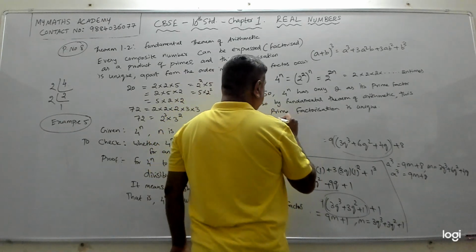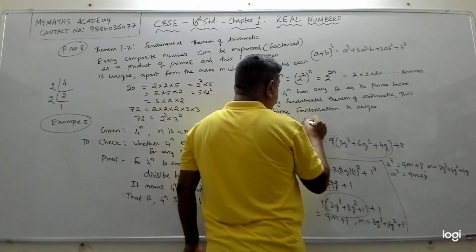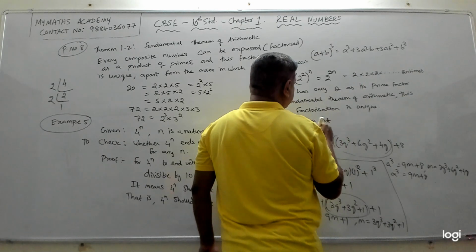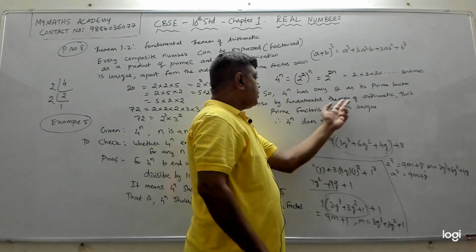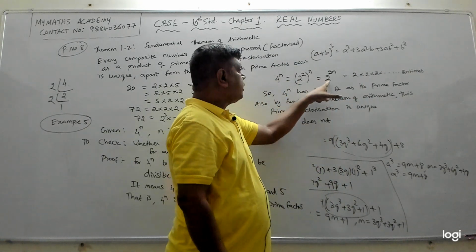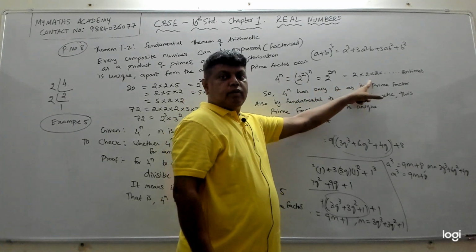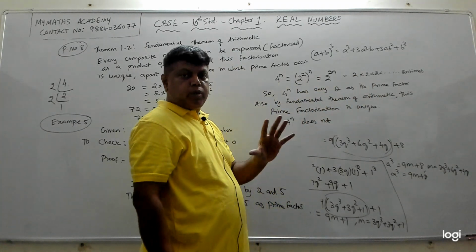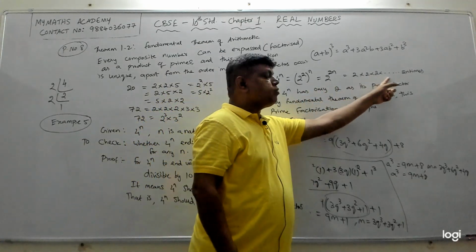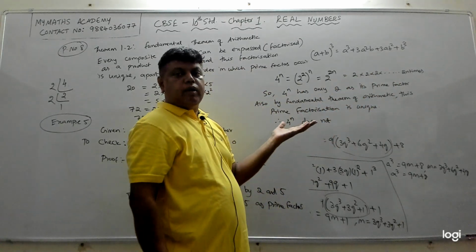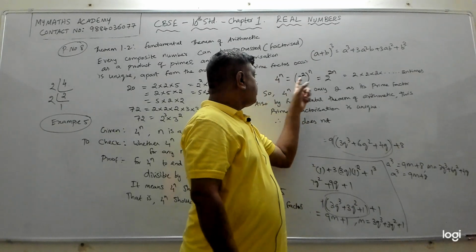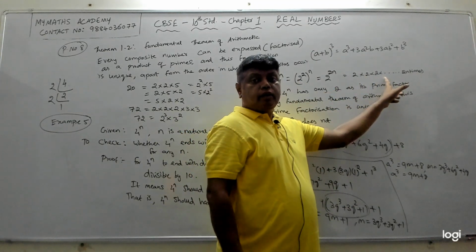So therefore, by the fundamental theorem of arithmetic, this is the only way that I can write 4 power n. That is unique. I can't write any other way. Unique means that is the only way we can write. We cannot write it in any other way. Which means I can write 4 power n only in this way. In this way, it has only 2.